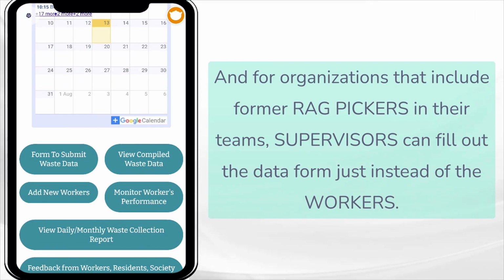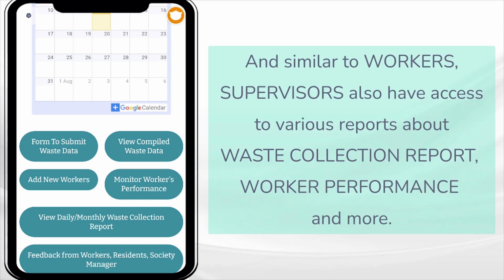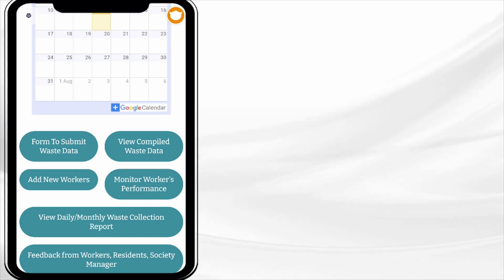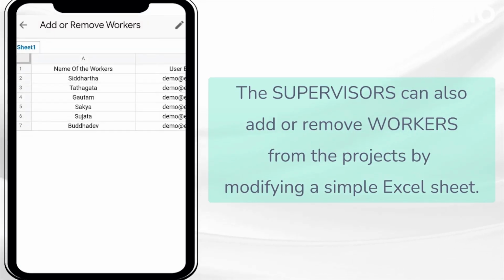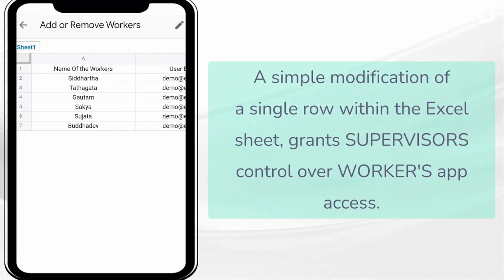And for organizations that include former rag pickers in their teams, supervisors can fill out the data form instead of the workers. And similar to workers, supervisors also have access to various reports about waste collection operations, worker performance, and more. The supervisors can also add or remove workers from the projects by modifying a simple Excel sheet. A simple modification of a single row within the Excel sheet grants supervisors control over workers' app access.